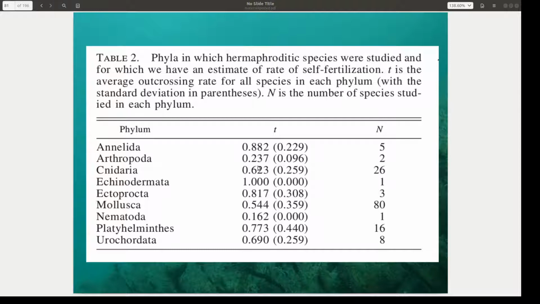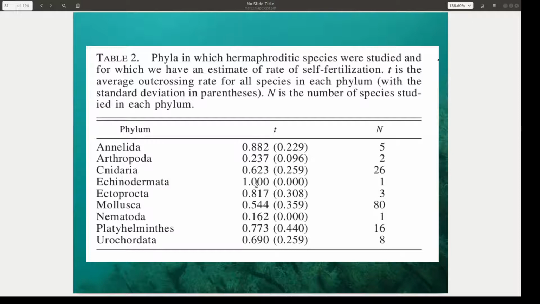And here's a paper that estimated the selfing rates of different groups of invertebrates and the number of species that they used to get the averages. The t is the outcrossing rate, 1 minus the selfing rate, and it ranged from around 16% all the way up to 100% outcrossing in different groups.